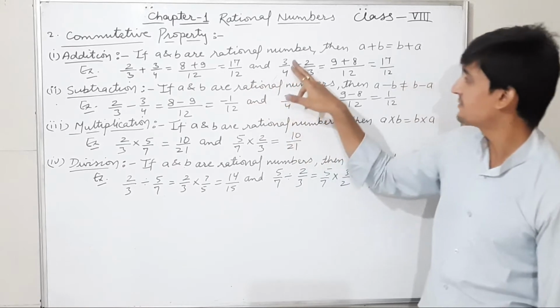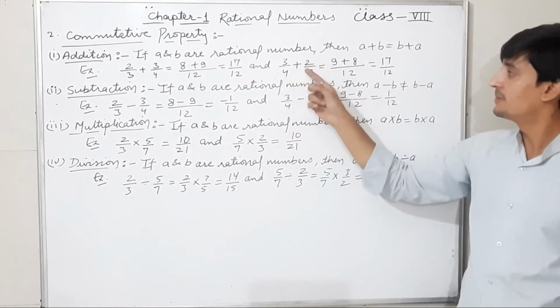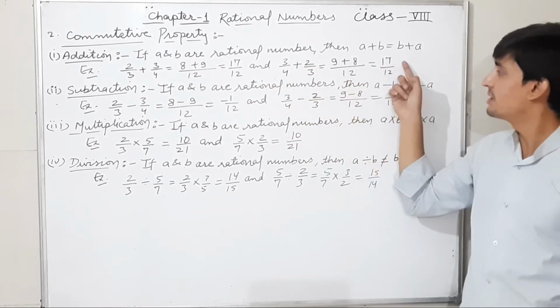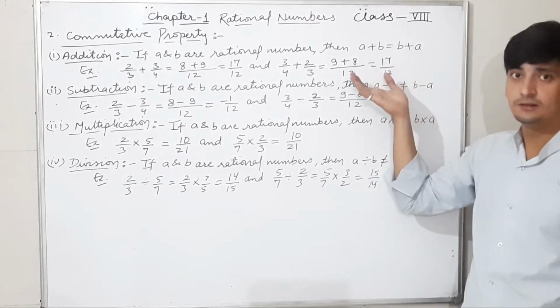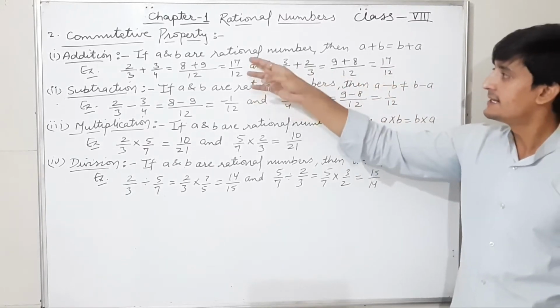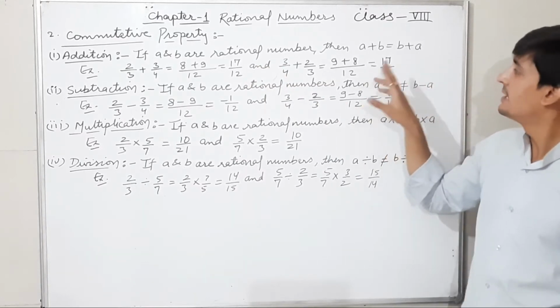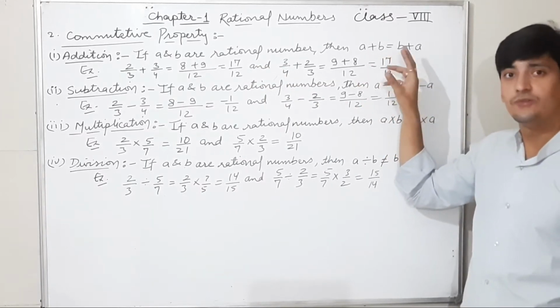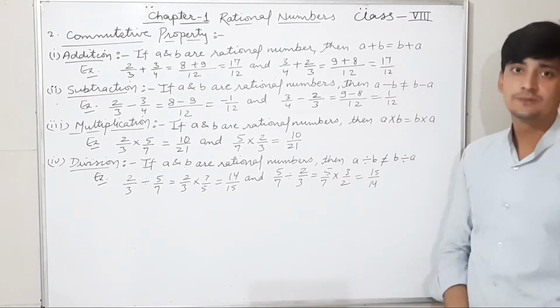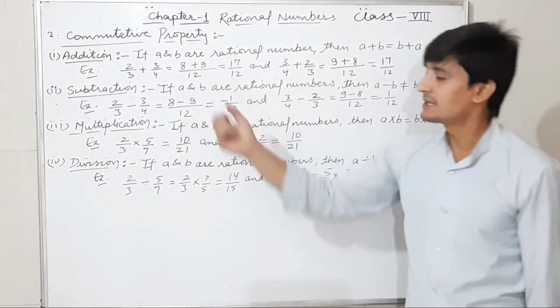Now next we will add 3 by 4 plus 2 by 3. Again we will get 17 upon 12. You can solve it in an easy way. You will get that 17 upon 12 is always equal to 17 upon 12. So we can say that when we add a plus b or b plus a, they will always be equal.